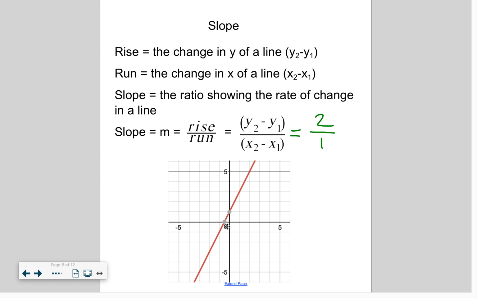So for this line down here, if we started at this point, we're going up 1, 2. We're rising up. And then we're running over 1. So our rise is 2. And our run is 1. Right? So our slope is 2 over 1. You can simplify that to just be 2 if you want it to be.